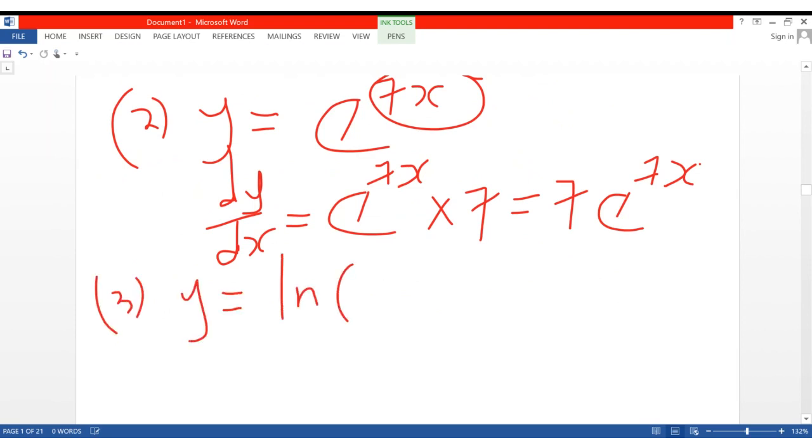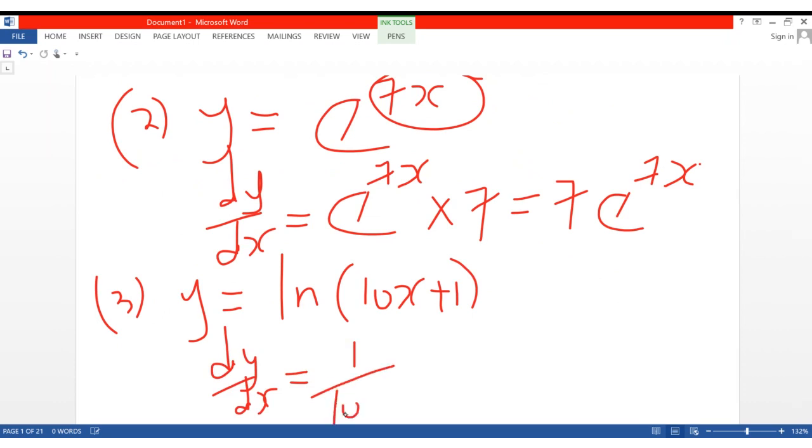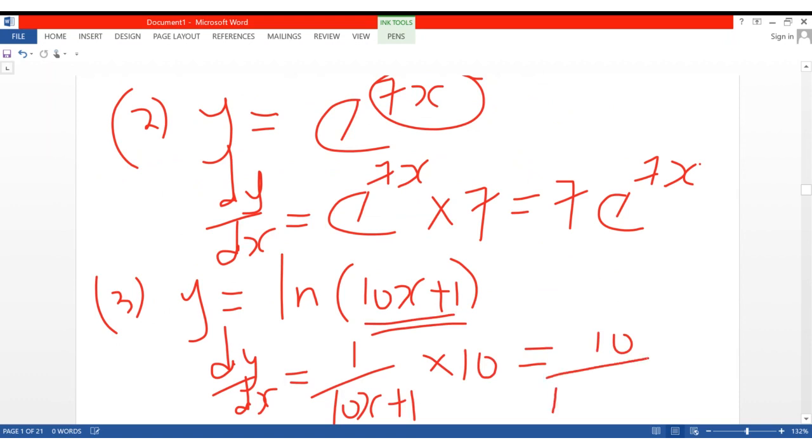When you go to ln, let's say 10x plus 1. When you differentiate ln, it takes everything to the denominator. Differentiate ln x, you get 1 over x. So it will get 1 all over the whole of this one. But you don't forget to come inside the brackets. When you differentiate 10x plus 1, you remain with 10. So the answer will be 10 all over 10x plus 1. Those are the functions you need to remember.